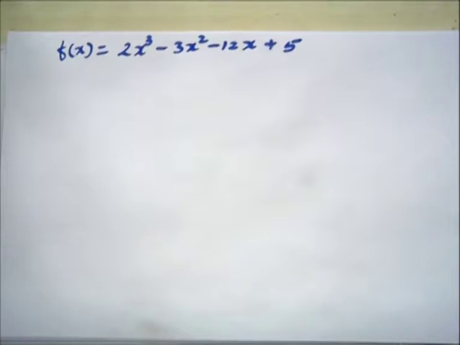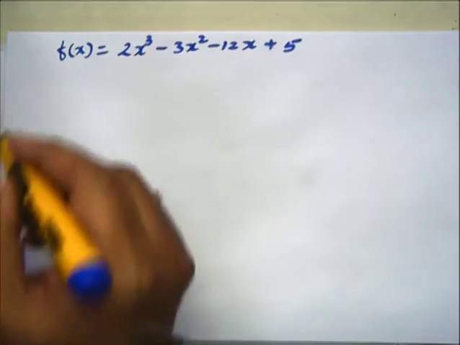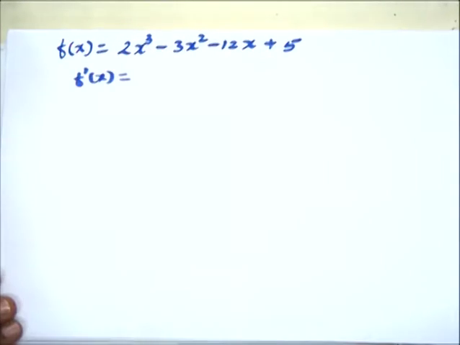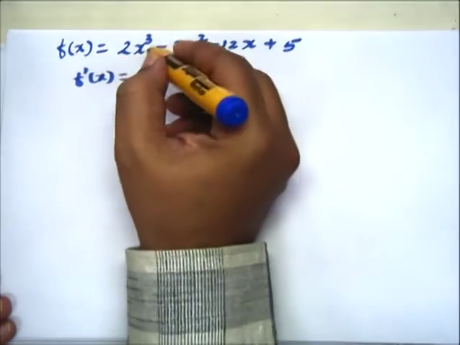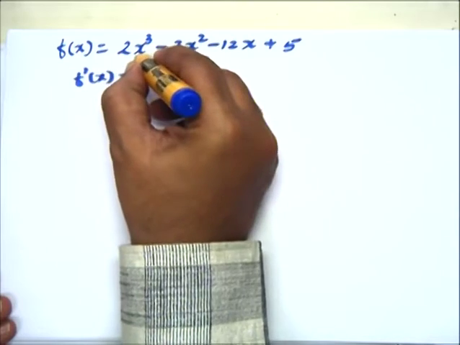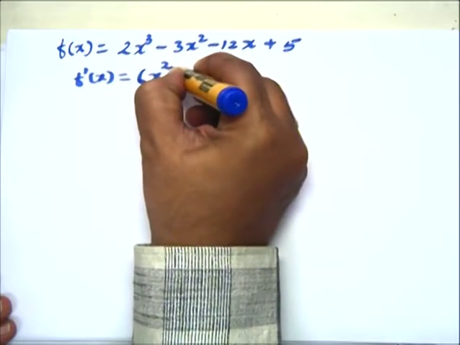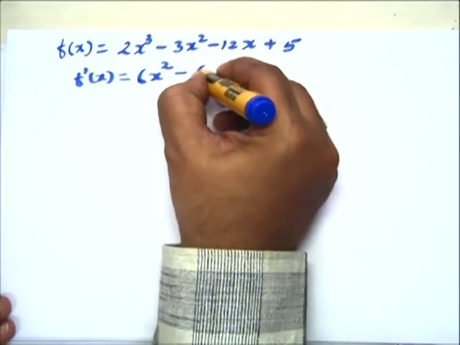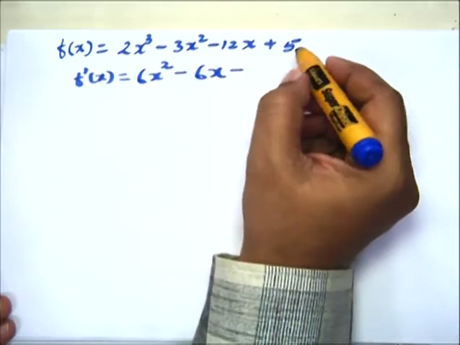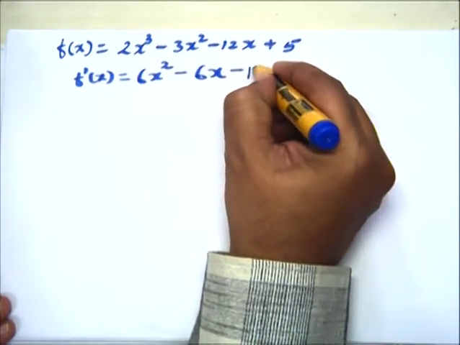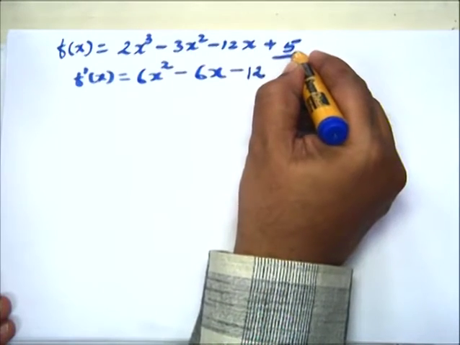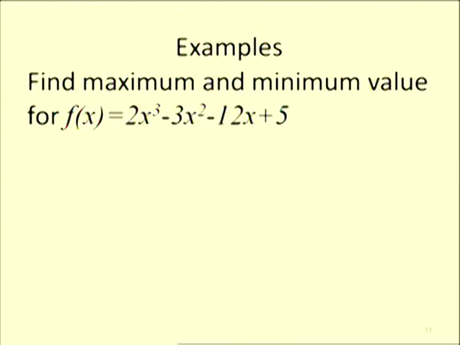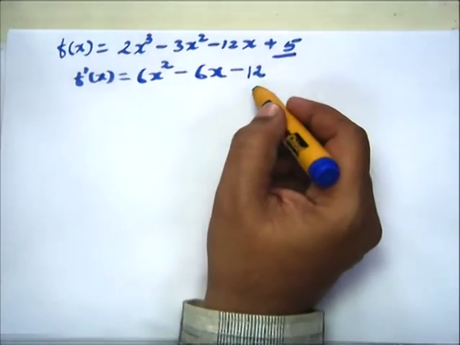Now we want the maximum value and the minimum value for this function. So what we'll do first, we'll find f dash x first. Now that is the first order derivative of this. Derivative of x cube is 3x square, so 3 into 2, that is 6x square, minus derivative of x square. Derivative of x square is 2x, so it is 2 into 3, so it is 6x, minus derivative of x is 1, so it is 12 into 1, and 5 is constant, so its derivative is 0. So this is the first order derivative, that is f dash x of the function, that is 6x square minus 6x minus 12.